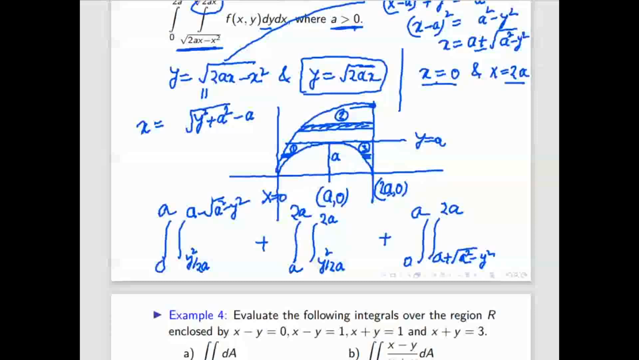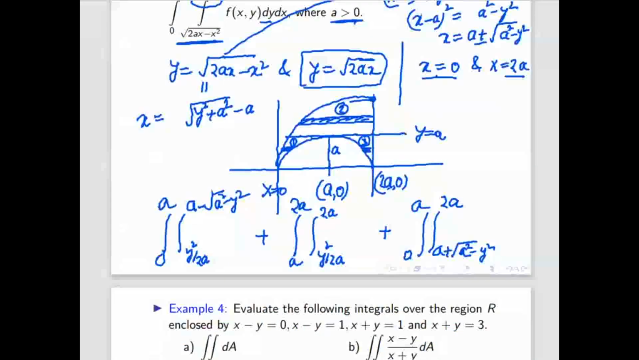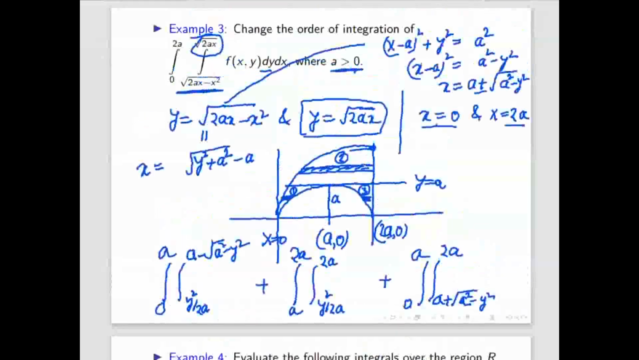By changing the order of integration, you have to evaluate these 3 integrations and do the sum, and you will get the answer. That means here you have to write f(x,y) dx dy for all. Since no function is given, we cannot evaluate. The question is only to change the order of integration. So the given integration is the same as the sum of these 3 integrations.